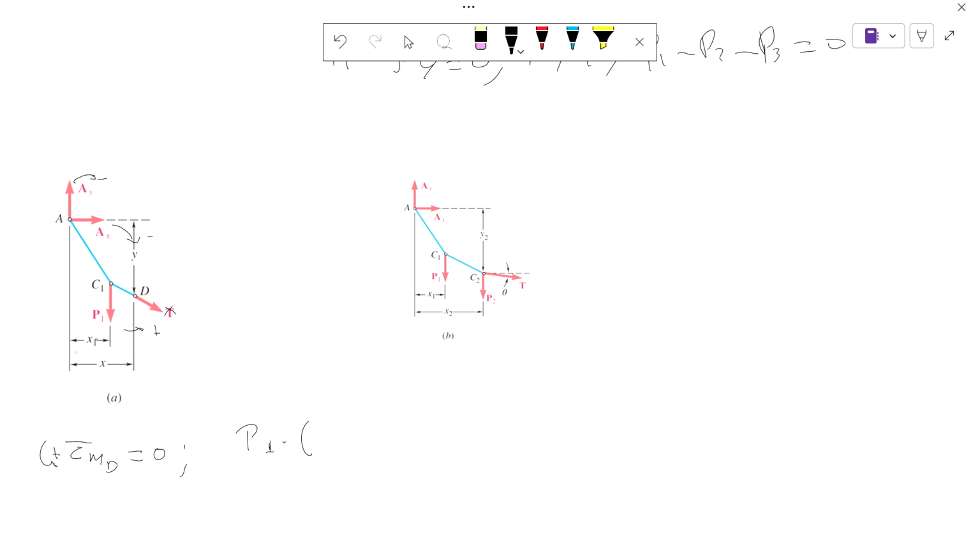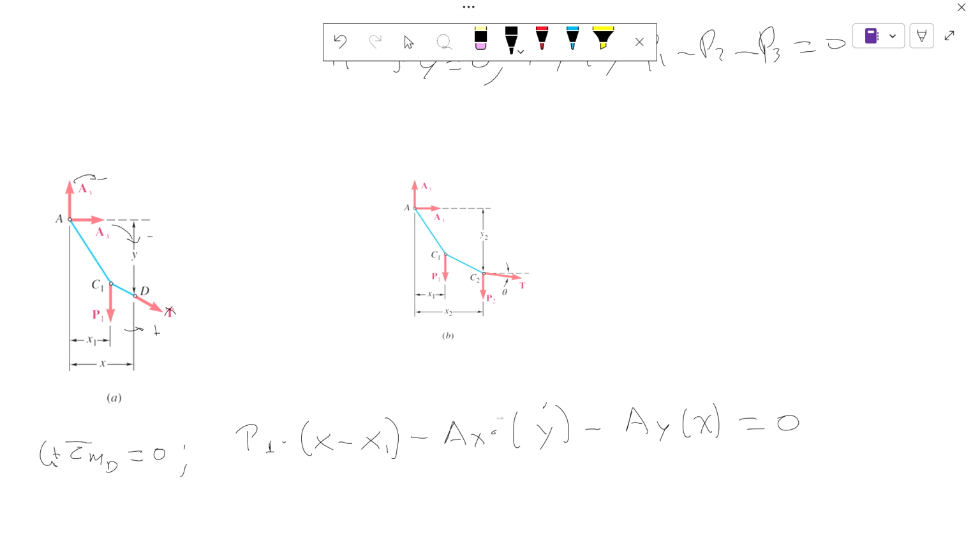times the distance from P1 to D, which is x minus x1, then the negative moments, minus ax times the distance that we care about, which is y, minus ay times x. So in this configuration, we know everything except for y. So we can solve for this.